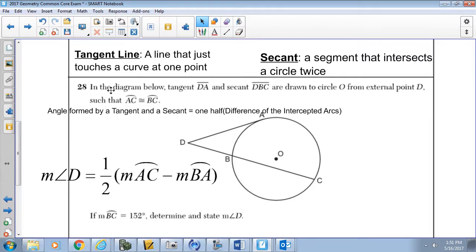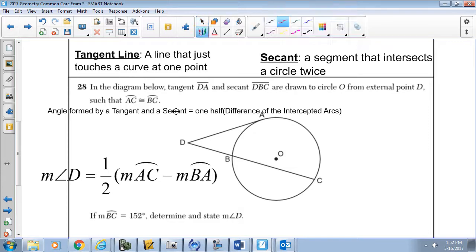It says in the diagram below, tangent DA, so this would be our tangent line, and secant DBC are drawn to circle O, that's the center, from an external point, external means on the outside, such that arc AC, that's this arc, is congruent to arc BC. All right, now the question is, if the measure of arc BC is 152 degrees, determine and state the measure of angle D.